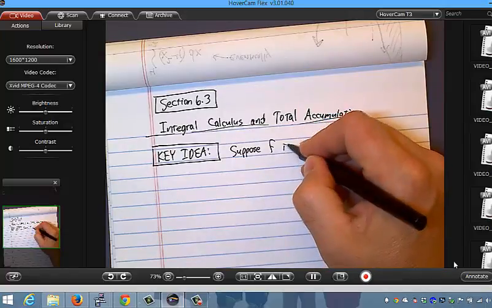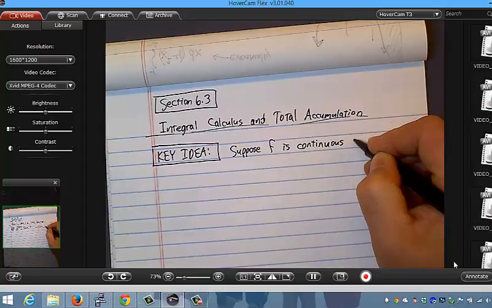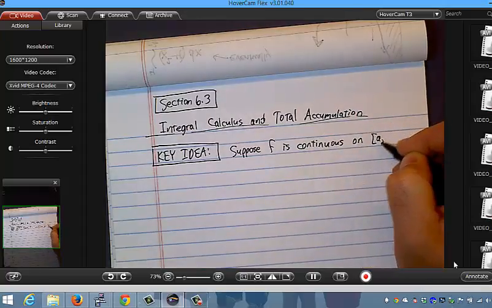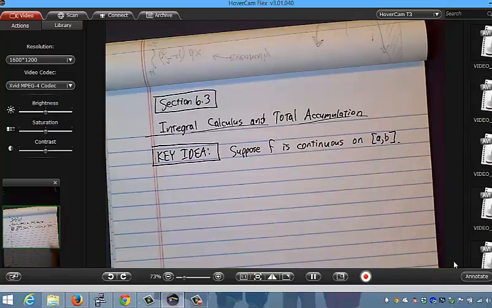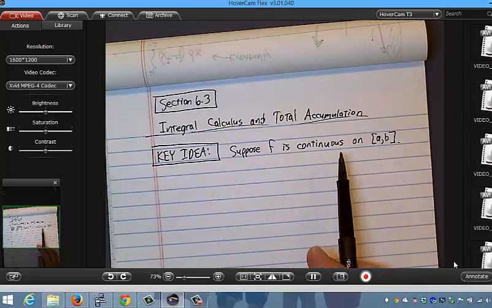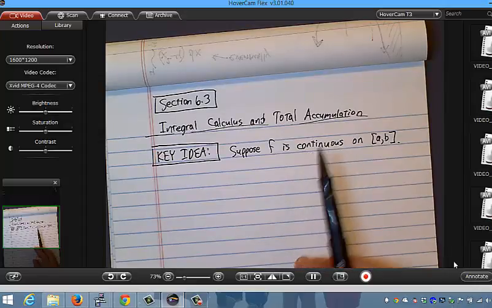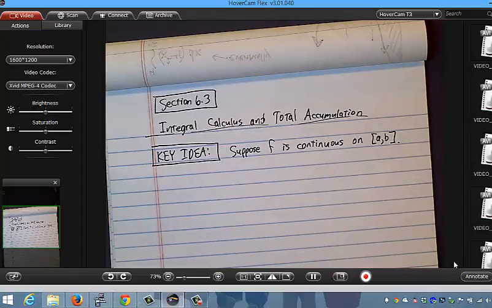Suppose f is continuous on the closed interval AB. By the way, this is actually a nice little aside. If I say that f is continuous, does that mean it's differentiable or not necessarily? Not necessarily, right? We saw that. We had the absolute value example. It's continuous, but it's not differentiable.